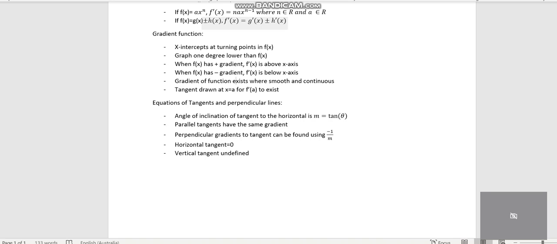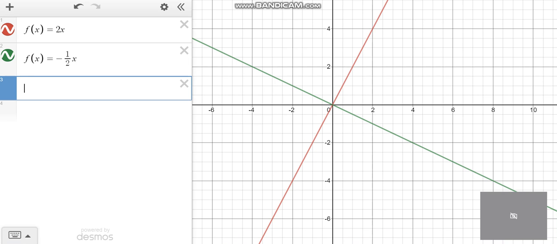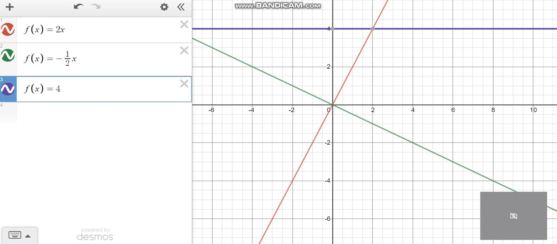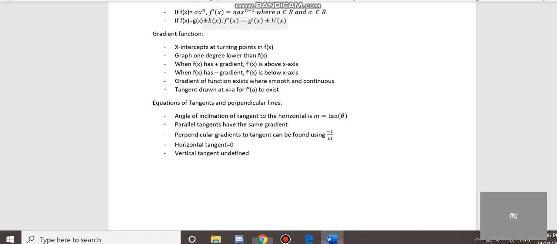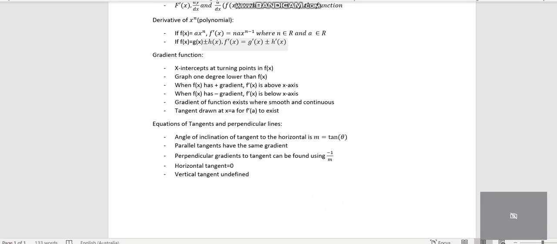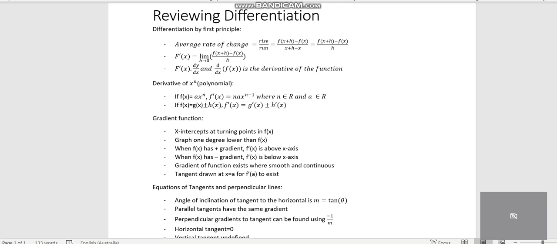Horizontal tangent: if you have a constant function, f of x equals 4, the gradient of this function is going to be 0. If you think about it, the constant is still a polynomial with power 0, so when you bring that power down, it is multiplied by 0, and you get 0. That's how you get the answer.